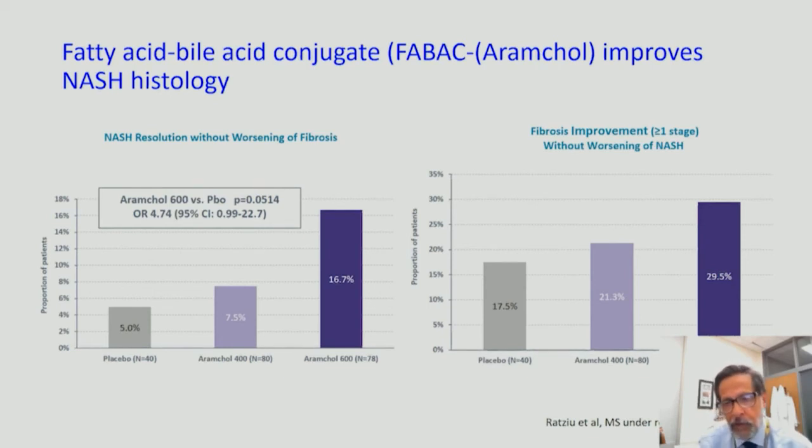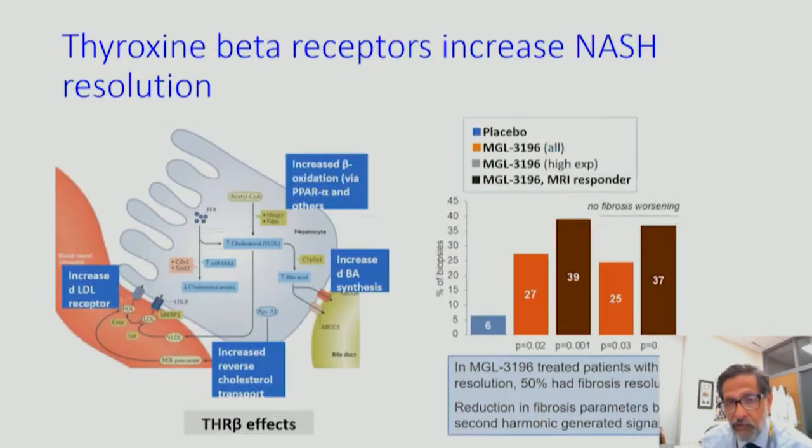of the lipogenesis, has been inhibited by this molecule called fatty acid bile acid conjugate, or FABAC, or Aramchol, which has been shown in phase 2b to improve NASH histology. Now, these results are relatively modest, but these are in phase 3 trials currently in a global trial, and hopefully we will see what these show. The good news is they are extremely well tolerated and have very few side effects.